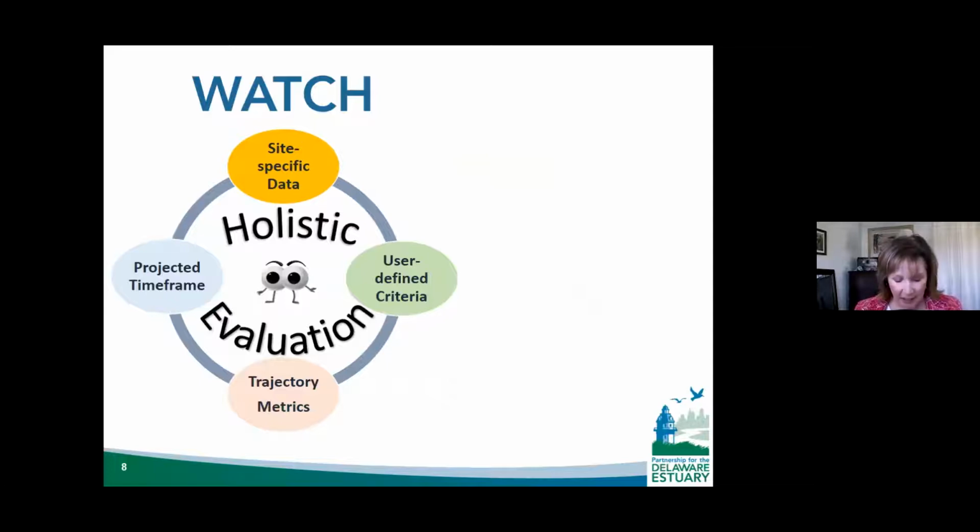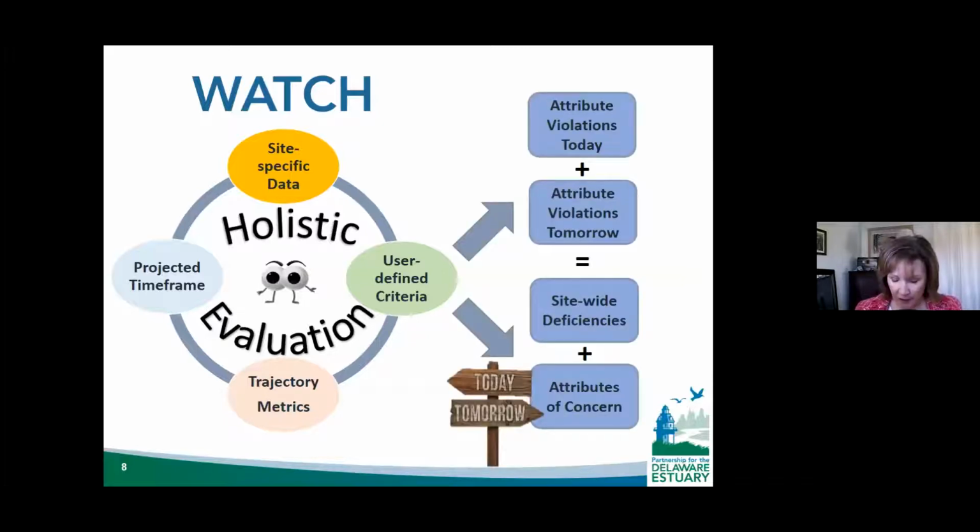So for each of these 6 key attributes, the user enters site-specific measured data, current data, user-defined criteria standards that they've gathered either from the reference material or maybe your own long-term monitoring efforts, trajectory metrics, and projected timeframes. And then Watch takes all of these and assesses them in a holistic framework. Watch looks for current and future violations where the criteria standards are not met, and combinations of those violations that may also indicate a deficiency across the salt marsh site as a whole, and then delivers to us a summary of these violations, the deficiencies, and any other attributes of concern, both today and into the future.